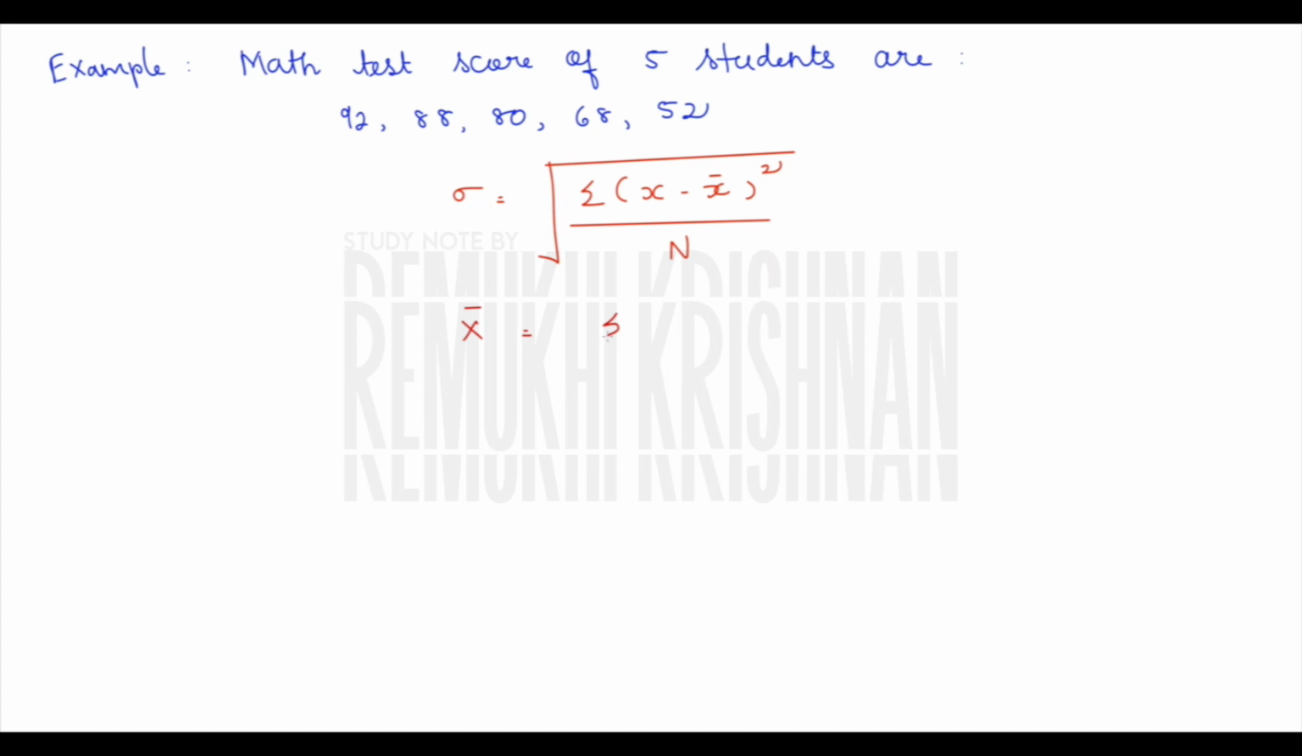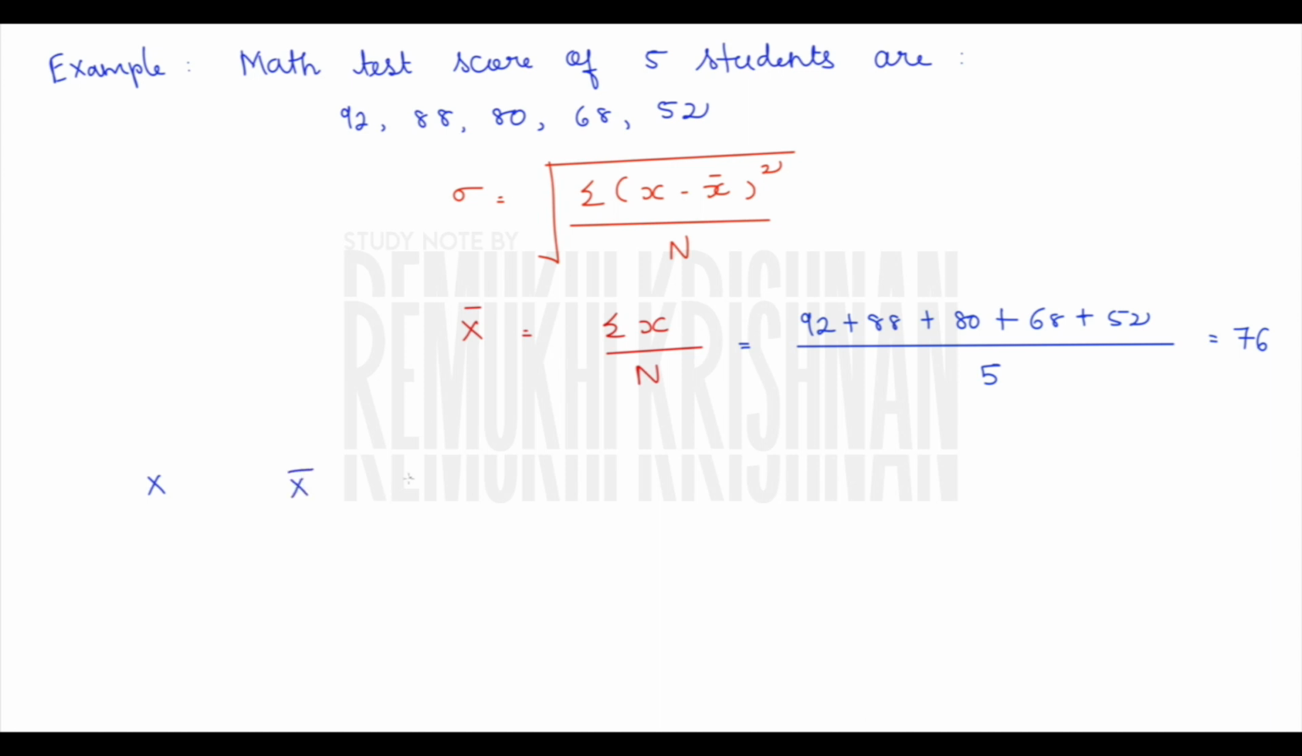X bar is nothing but summation of x divided by n. Summation of x is the sum of all the values provided. So what are the values provided? It is 92 plus 88 plus 80 plus 68 plus 52 divided by 5. After substituting in this formula, you arrive at an answer of 76. So your mean is 76.